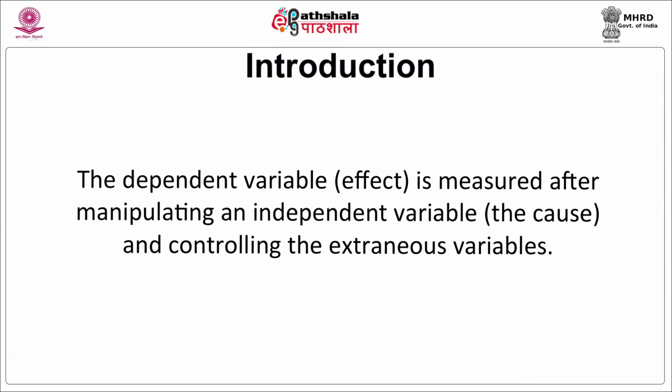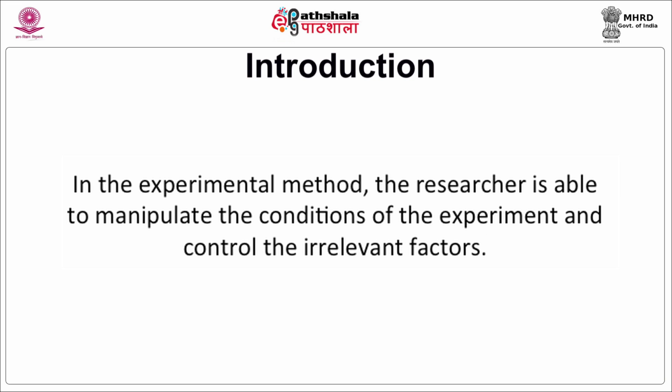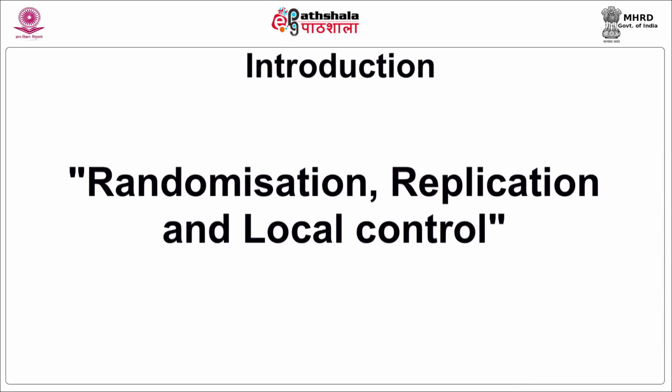A randomly assigned treatment and control group are cardinal to an experimental study. In this method, the dependent variable is measured after manipulating an independent variable and controlling the extraneous variables. In the experimental method, the researcher is able to manipulate the conditions of the experiment and control the irrelevant factors. According to Fisher in 1936, the three basic principles of the experimental method are randomization, replication and local control.